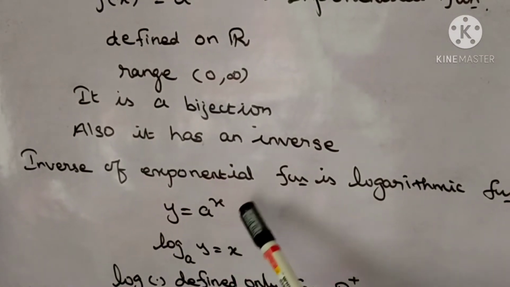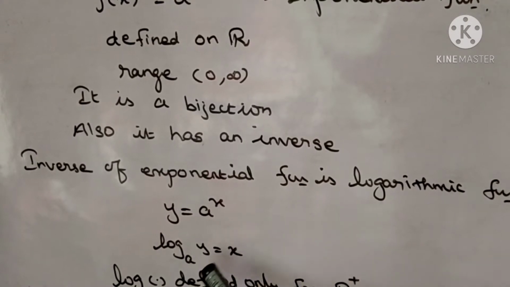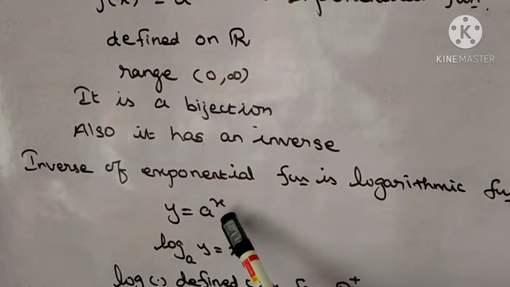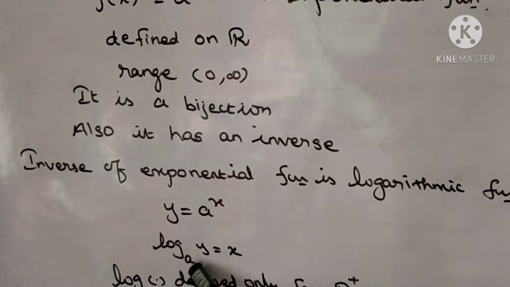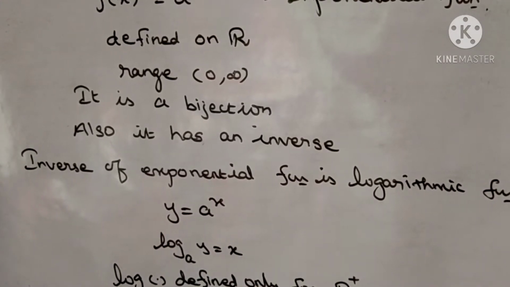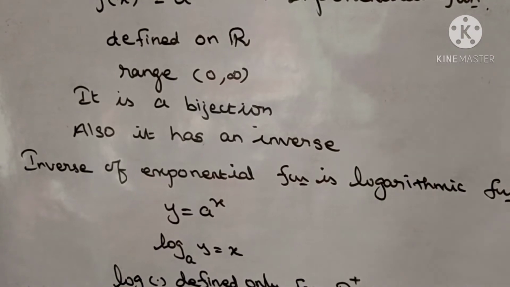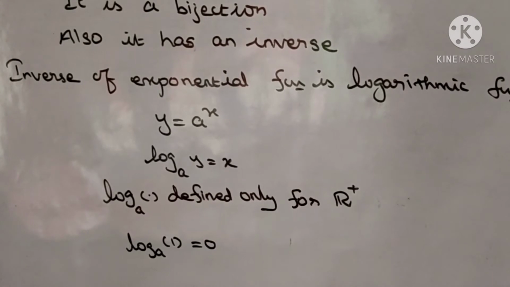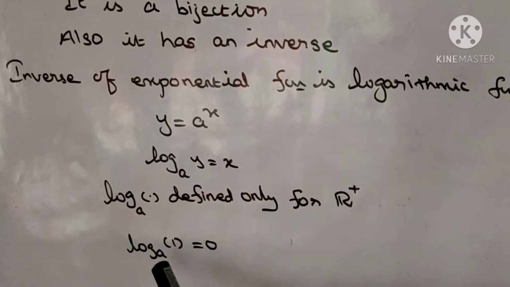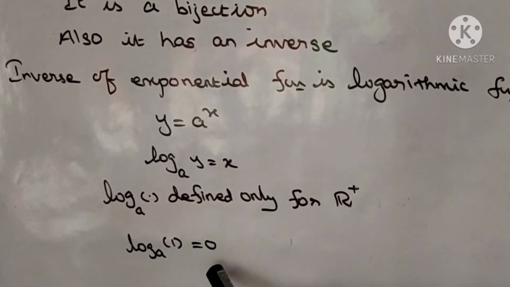Y is equal to a power x. Logarithmic function definition: we can write this equation equivalently as log base a of y is equal to x. The log function is defined only for positive real numbers. Already you know this value: log 1 value is 0. Log any base you take, log 1 value is 0.